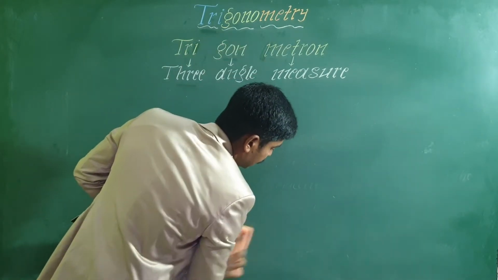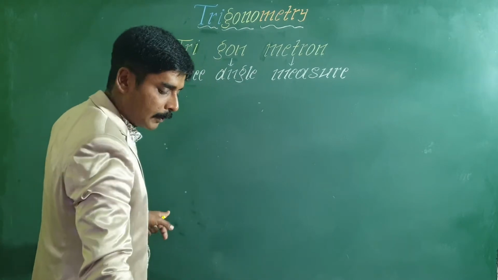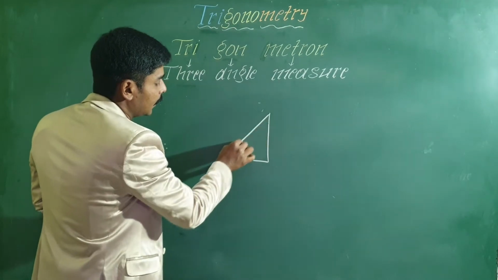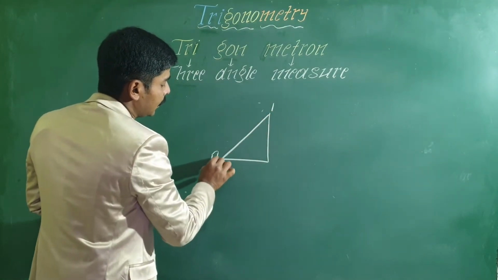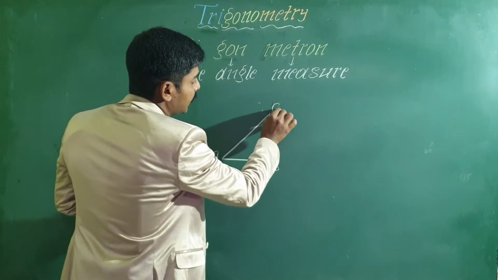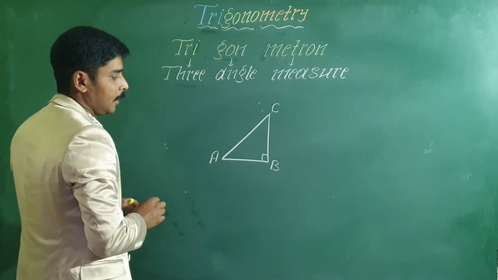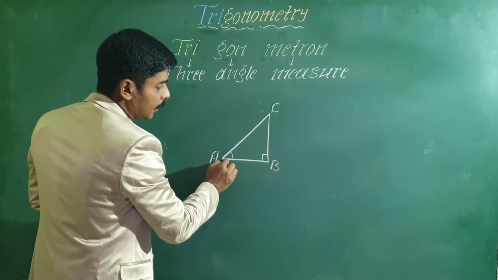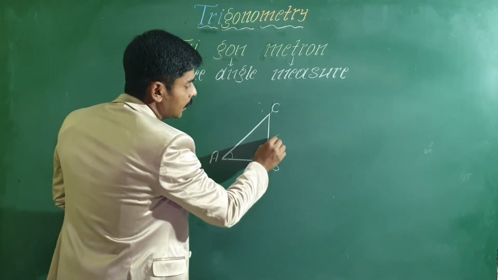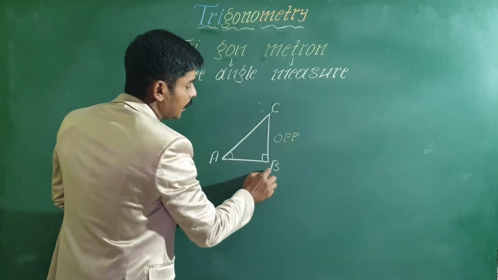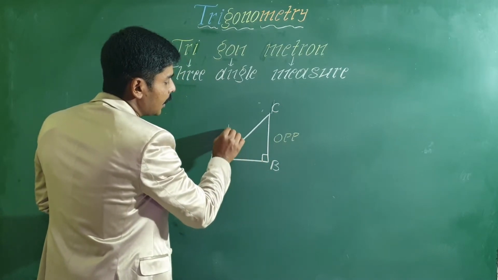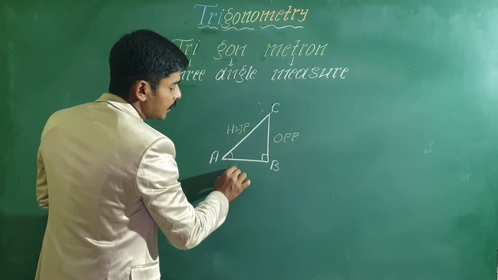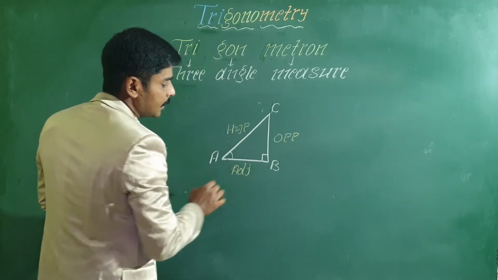Next, we will consider a right angle triangle. Let us consider a right angle triangle ABC, right angled at B. Now, with respect to this angle A, this side will be the opposite side, and since here it is 90 degrees, this will be the hypotenuse and the side AB will be the adjacent side.